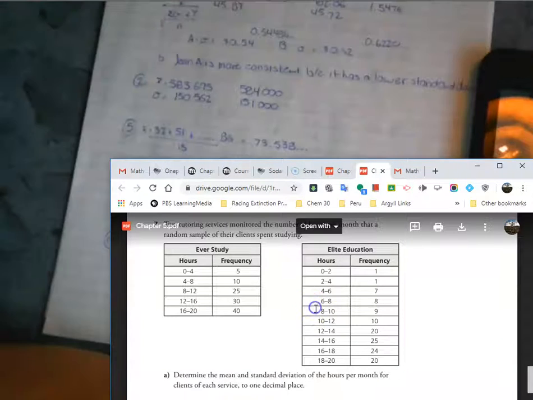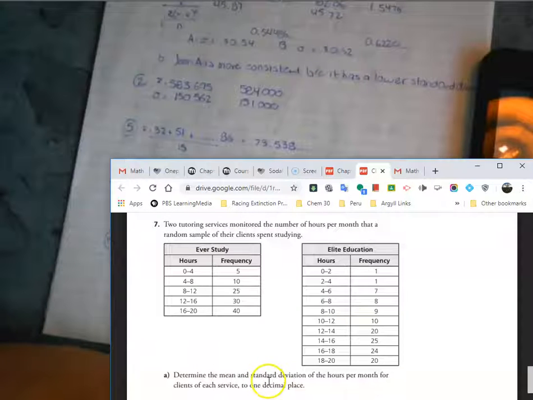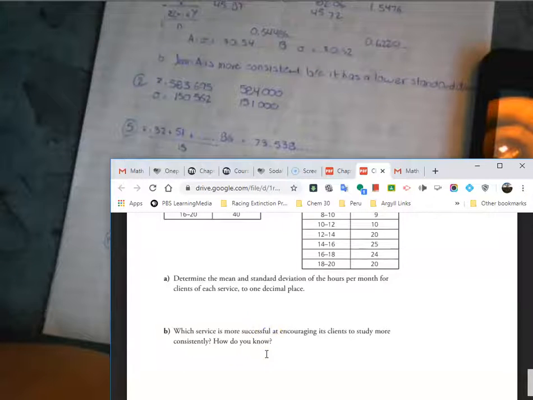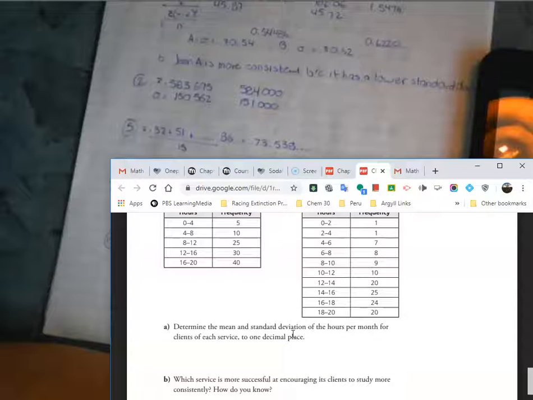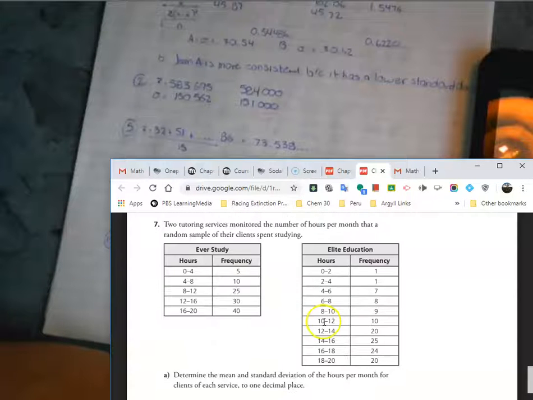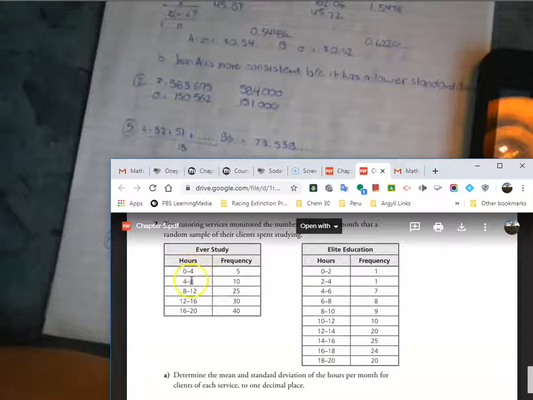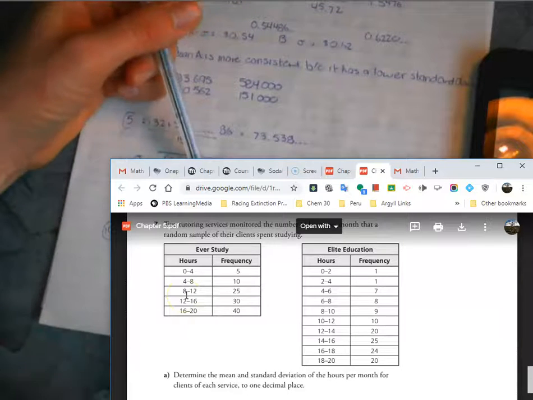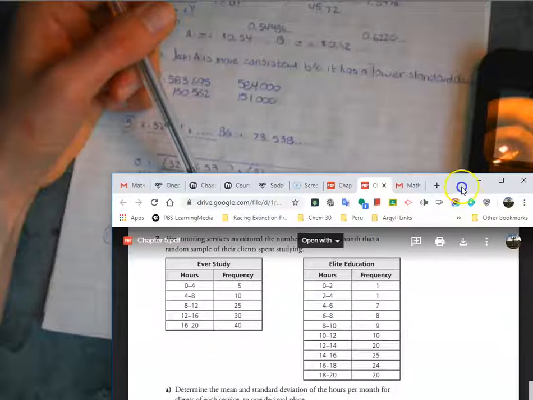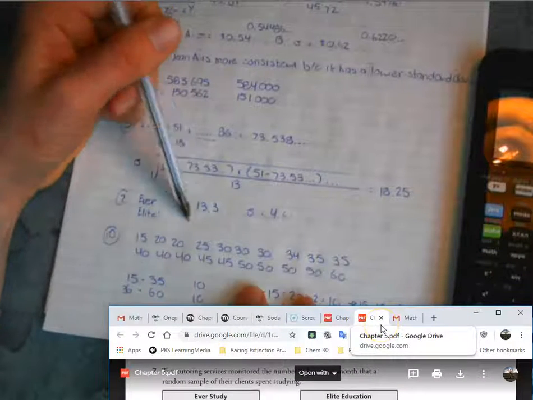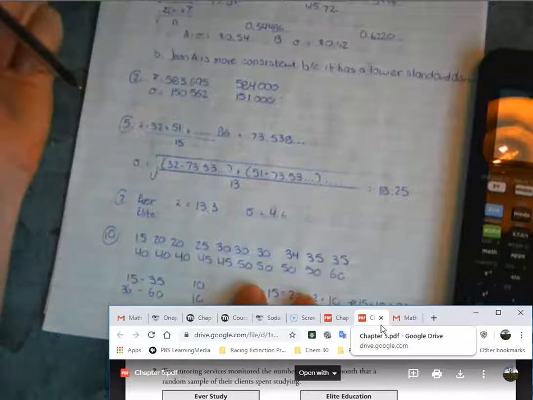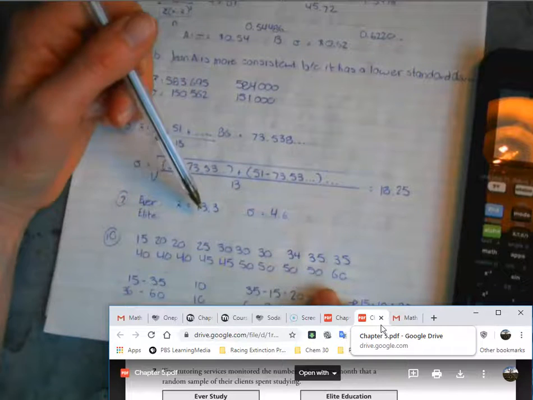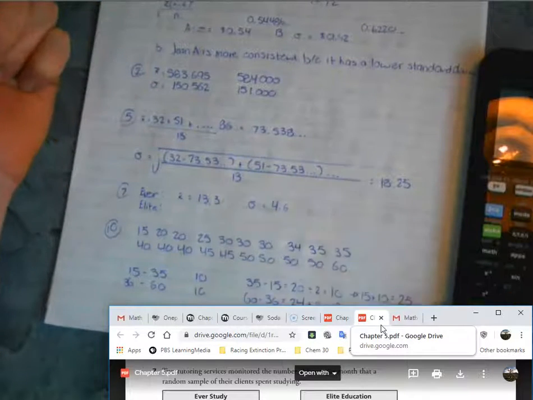So that's how you determine the mean and the standard deviation, and then it'll just ask you a comprehension question, like which service is more successful at encouraging its clients to study more consistently. You know that the higher your average is and the lower your standard deviation is, the more consistently people are studying a higher number of hours. Sorry guys, this thing keeps getting in the way.